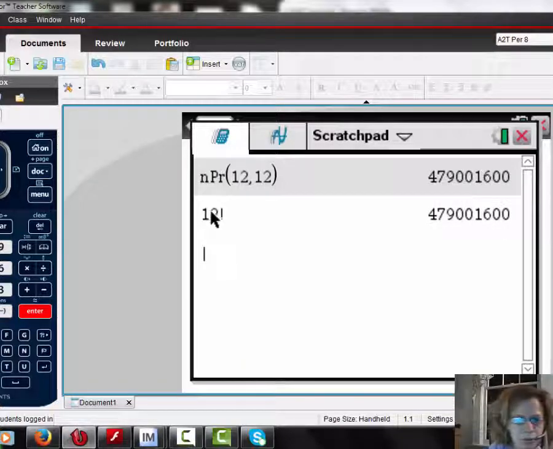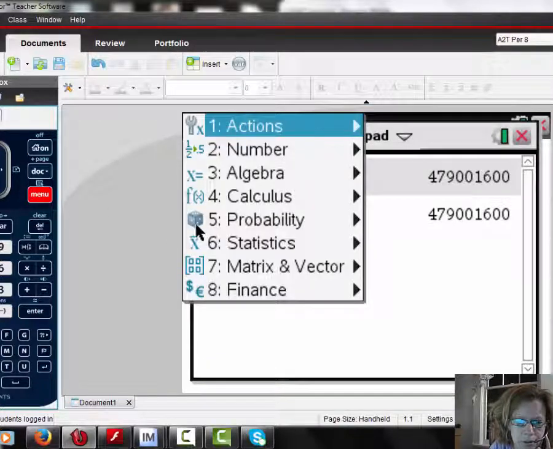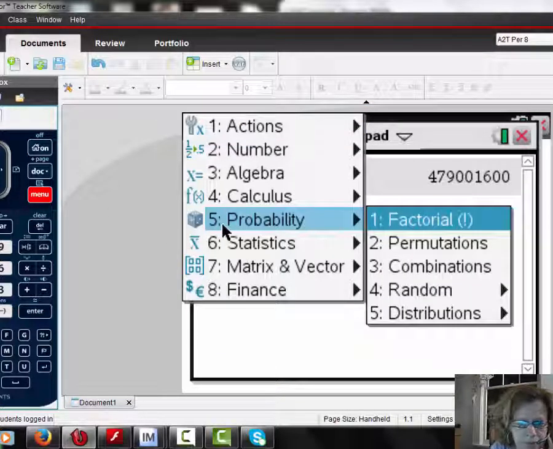Okay. So when you're doing permutations and combinations, you'll find what you need in menu and on calculator page, probability, and there they are. That's it.